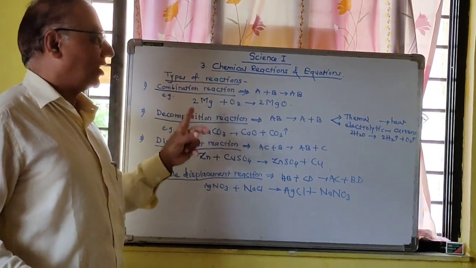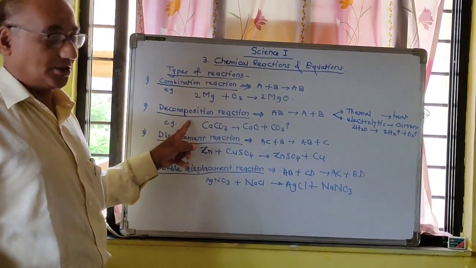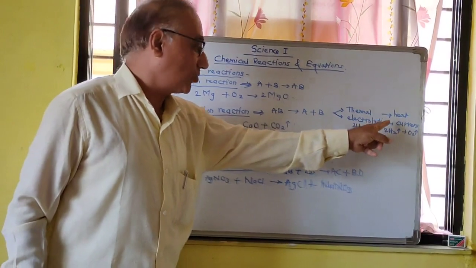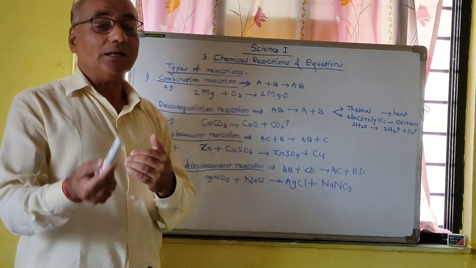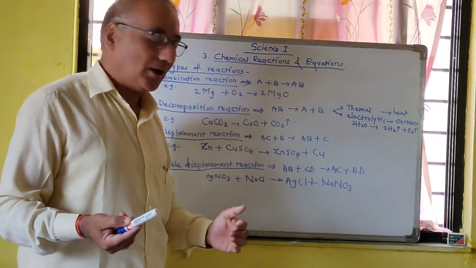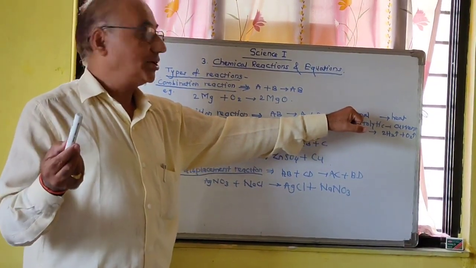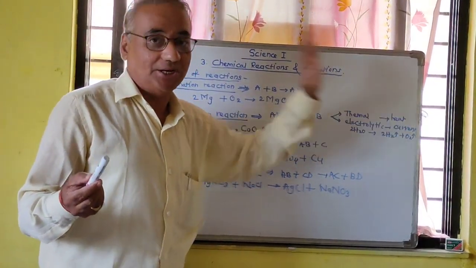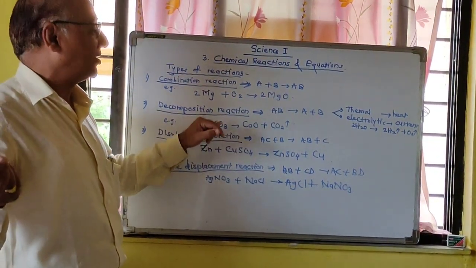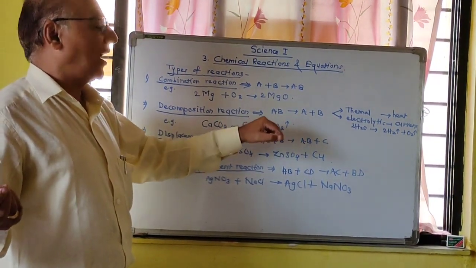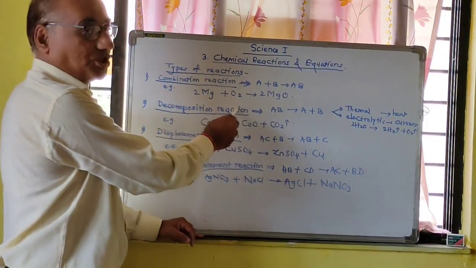Now decomposition reaction is of two types. The first one is known as thermal decomposition reaction and the second one is known as electrolytic decomposition reaction. What is the difference between thermal decomposition reaction and electrolytic decomposition reaction? In thermal decomposition reaction, there is use of heat. Right? Here in this example, calcium carbonate is heated at high temperature. It is converted into calcium oxide and there is a formation of carbon dioxide. This is called thermal decomposition reaction.